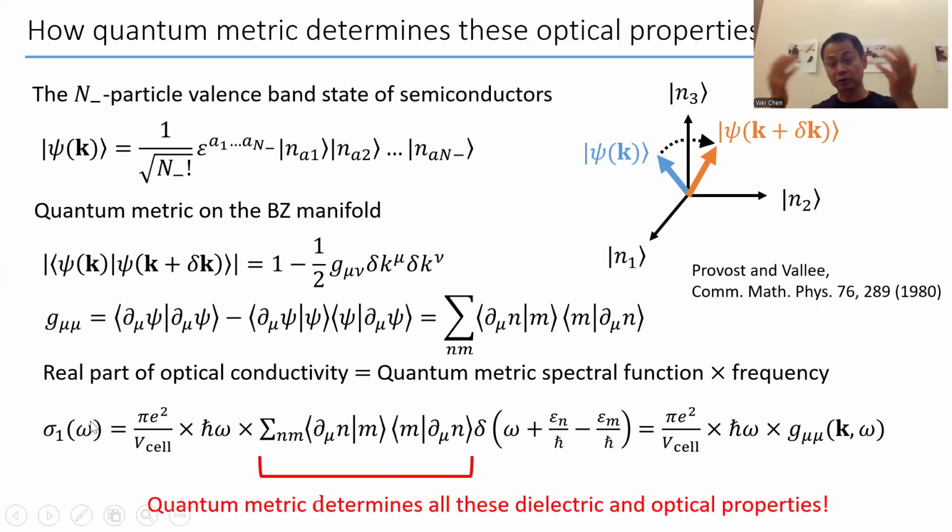But previously, I have shown you that the real part of optical conductivity uniquely determines all the other optical properties, and therefore, we recognize that the quantum metric actually determines all these dielectric and optical properties I have shown you in the previous slide.